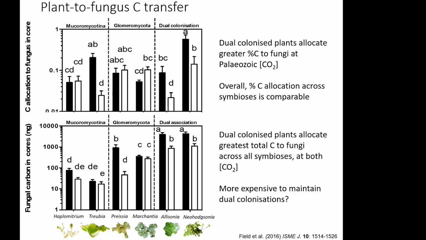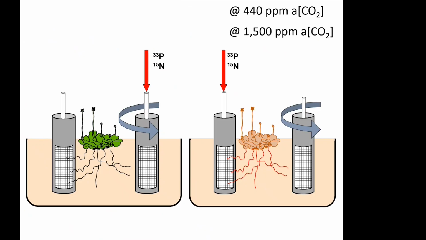But what's most exciting, I thought at least, was that the plants that hosted both fungi together actually allocated the greatest amount of carbon, at both of the CO2s that we tested, to their fungal partners, suggesting it seems to be more expensive to the plant to host multiple fungal partners at the same time, which is kind of interesting. And we'll come to the evolutionary implications of that in a moment.